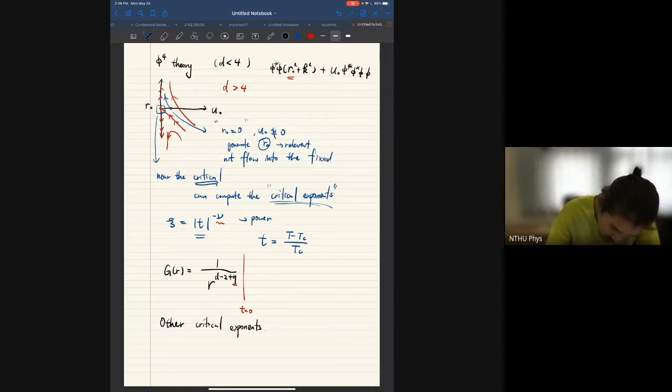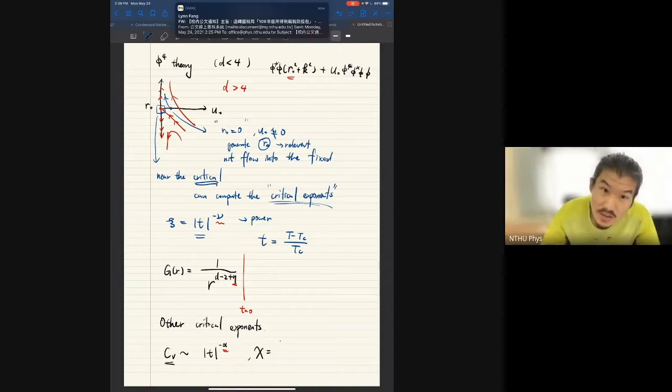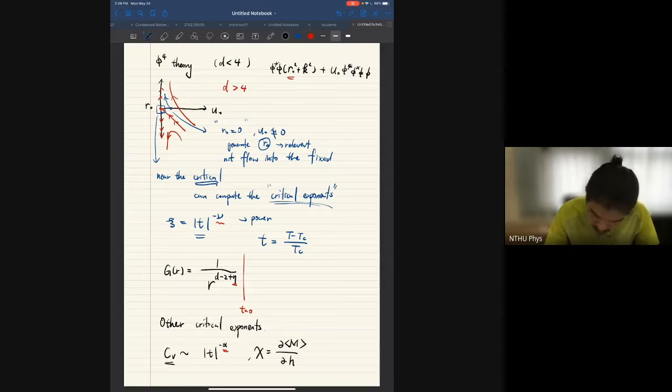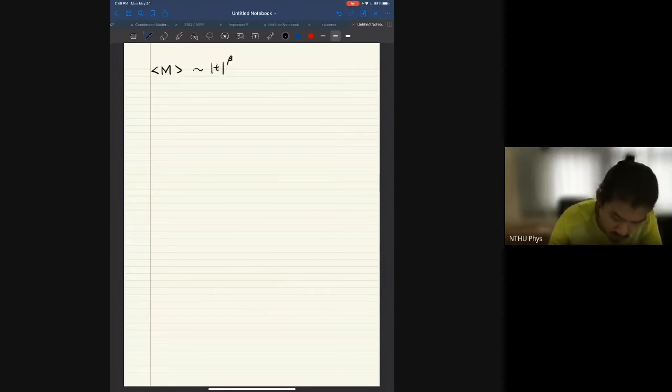Okay, the other critical exponents can be obtained by, for example, measuring the heat capacity, C_V, which also has a divergence near the critical point. It's characterized by α. Also the susceptibility, χ, which is the magnetization divided by the external field H, which is the definition of the susceptibility, also has a divergence, with the critical exponent called γ. And you can also measure the magnetization, which also has a divergence near the critical point.